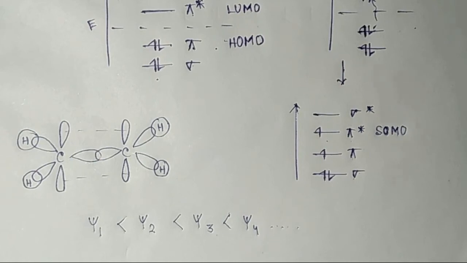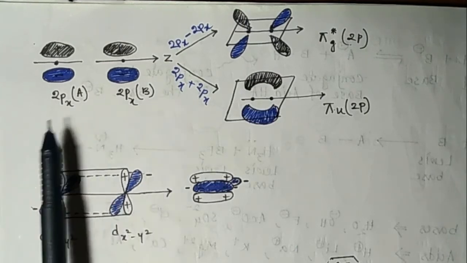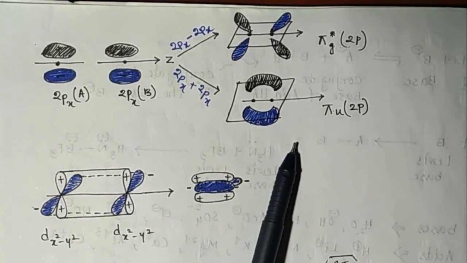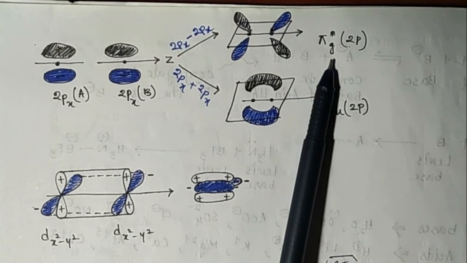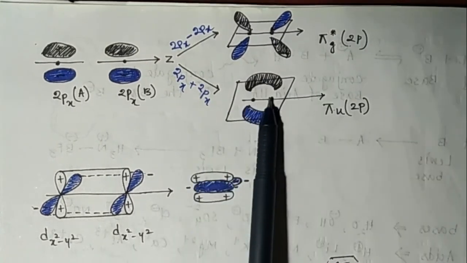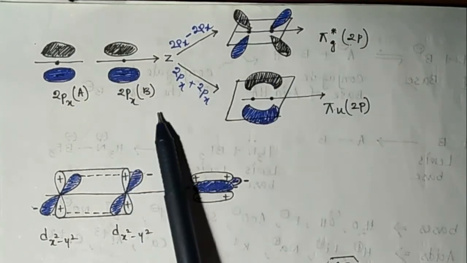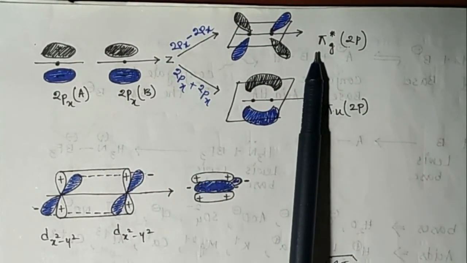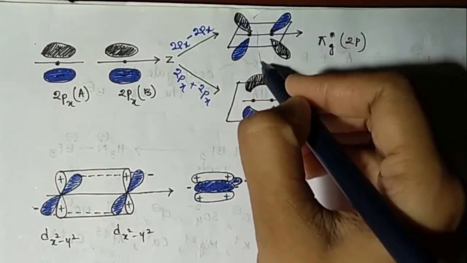In my video on molecular orbital theory, I discussed that when two p orbitals combine to form one pi bonding molecular orbital and one pi antibonding molecular orbital, there is one common nodal plane, but one extra nodal plane exists for the pi antibonding molecular orbital, and this is along this side.